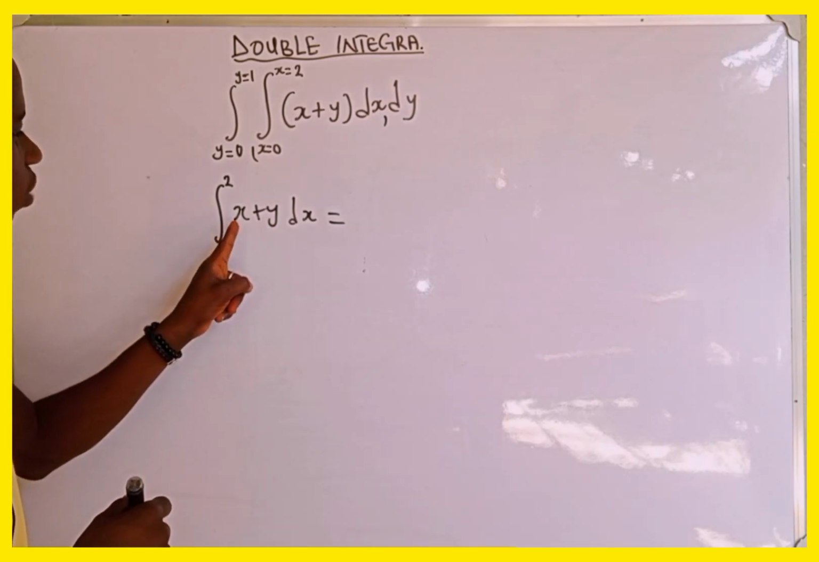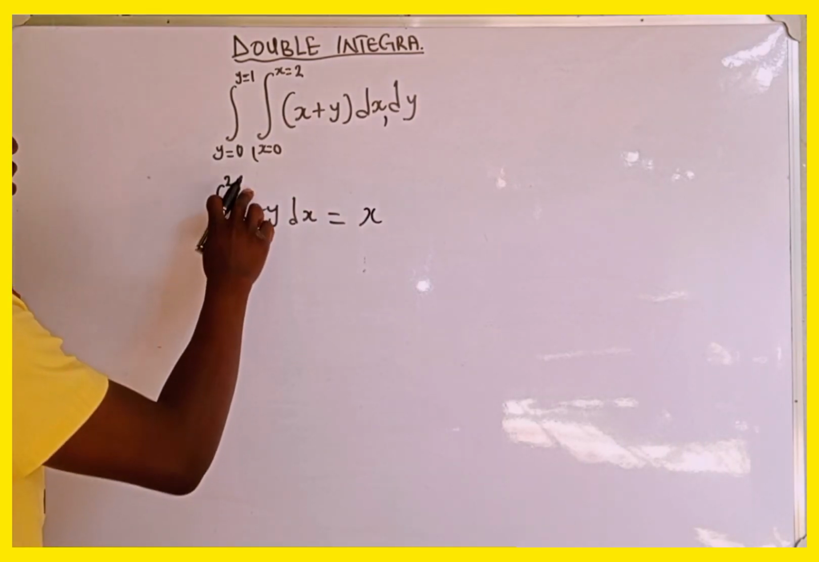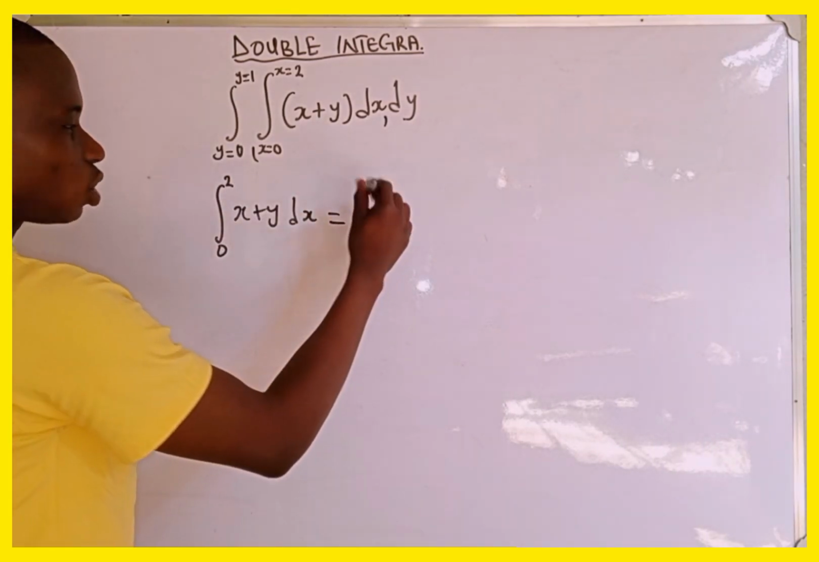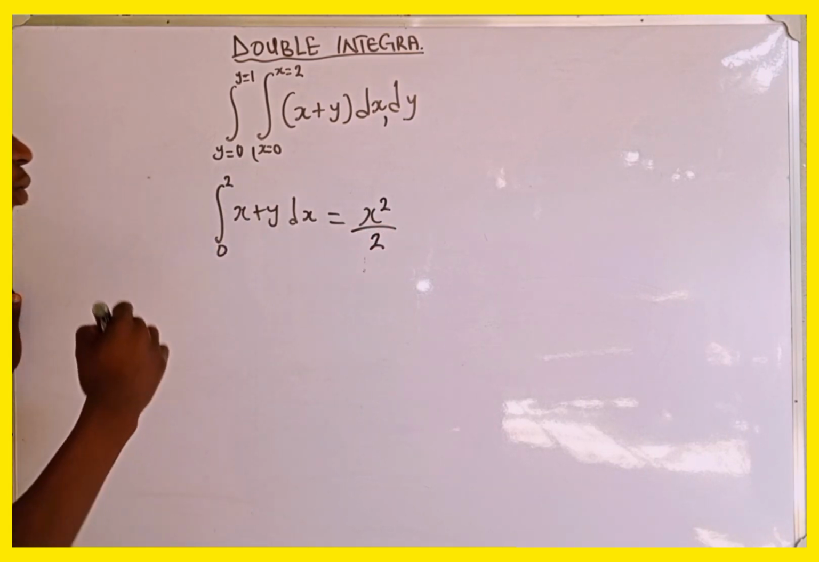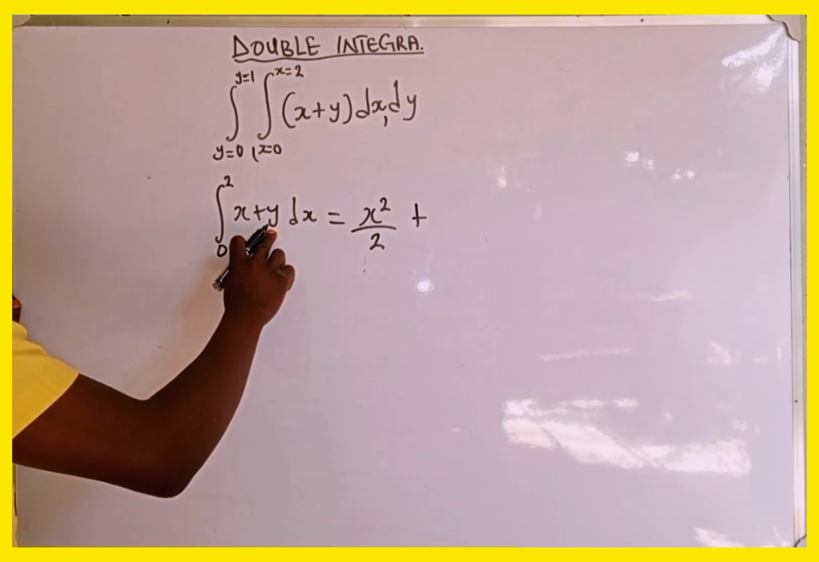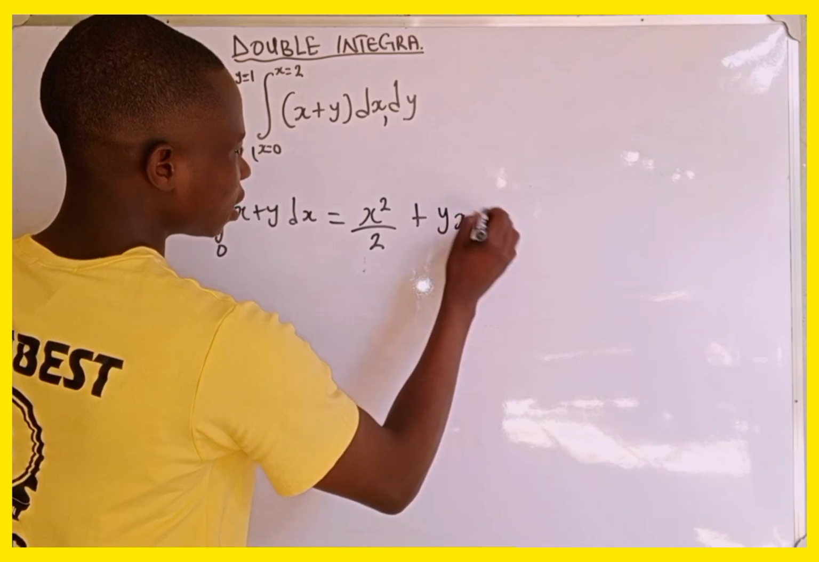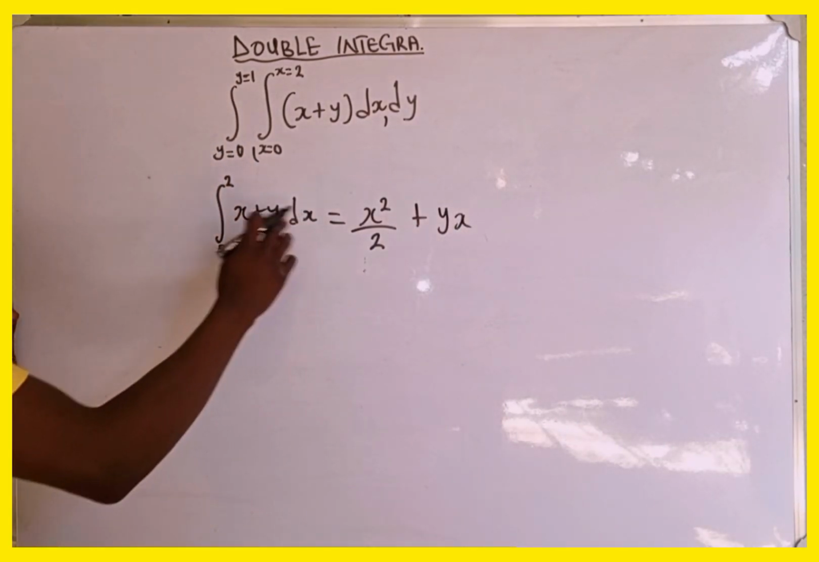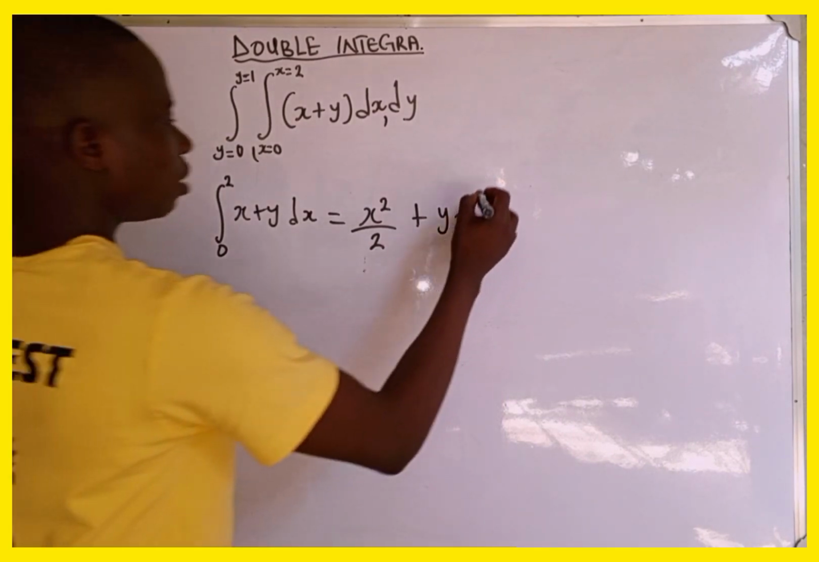So if you integrate x, we are going to have what? x, remember x is raised to the power of 1. If you add 1, 1 plus 1 is going to be 2, then divided by the power, which is also 2. Then plus, we're going to treat y as constant. So if you integrate y with respect to x, we're going to have yx. And the bound is from 0 to 2.